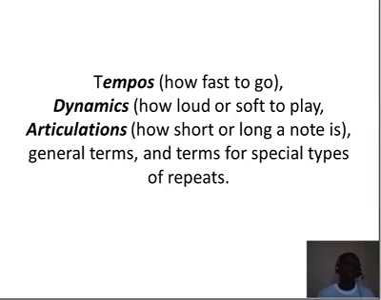But there are three aspects where musical terms are concerned that we are going to be studying in this module. The first one is tempos. The second one is dynamics, and the third one is articulations. What does tempo mean? Tempo means how fast to go. Dynamics talks about how loud or soft to play, while articulations show how short or long a note is. There are also general terms and terms specially for repeats.